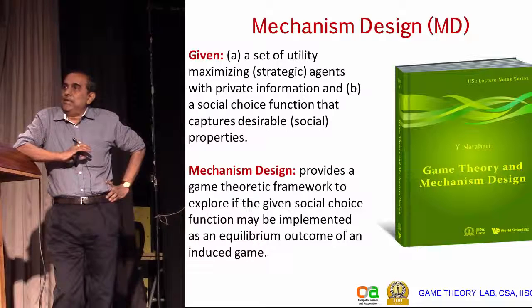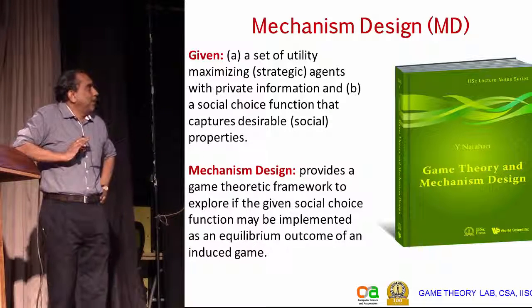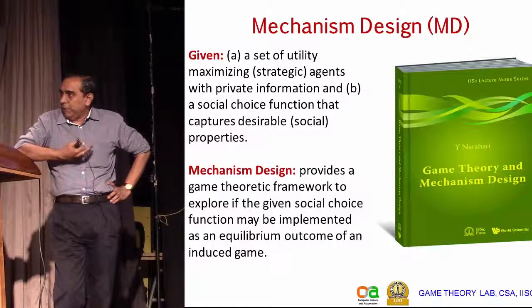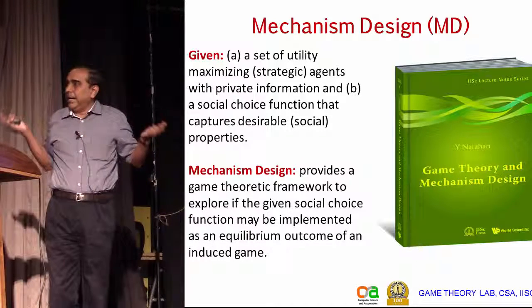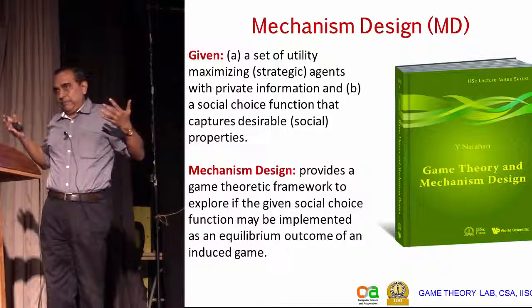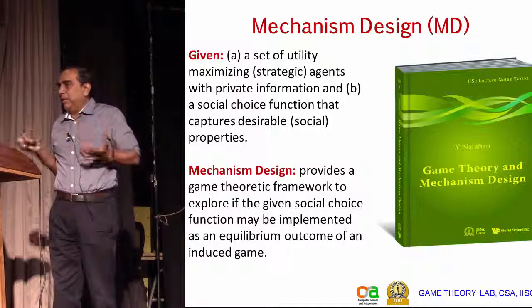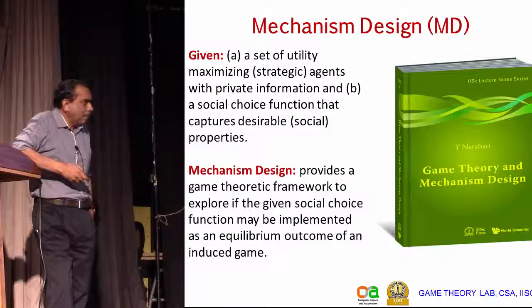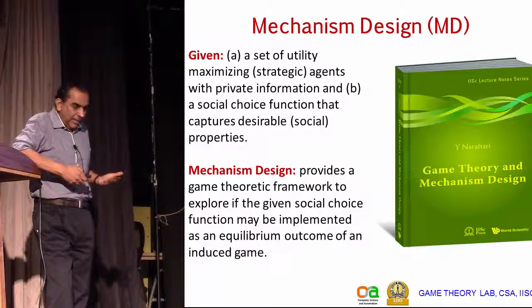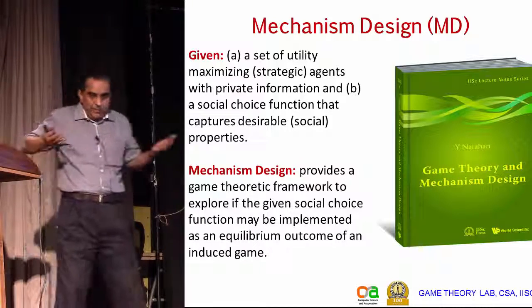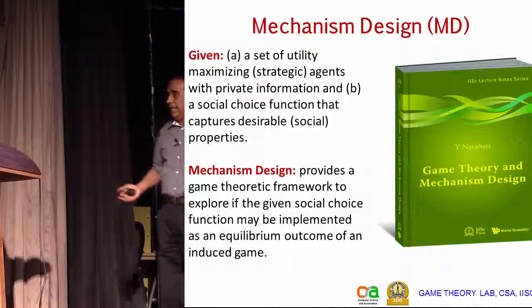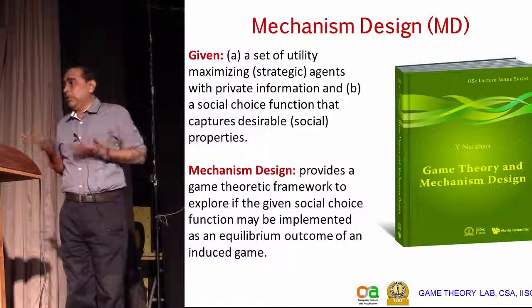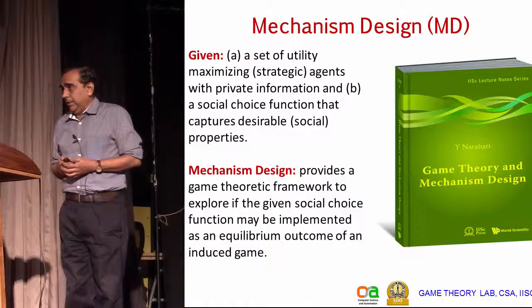So mechanism design is all about implementing a social choice function which captures desirable behavior of the entire system in spite of the strategic behavior of the players who are involved in this particular game. So mechanism design will induce a game on the various players in a way that in an equilibrium of the game, the social choice function actually gets implemented.